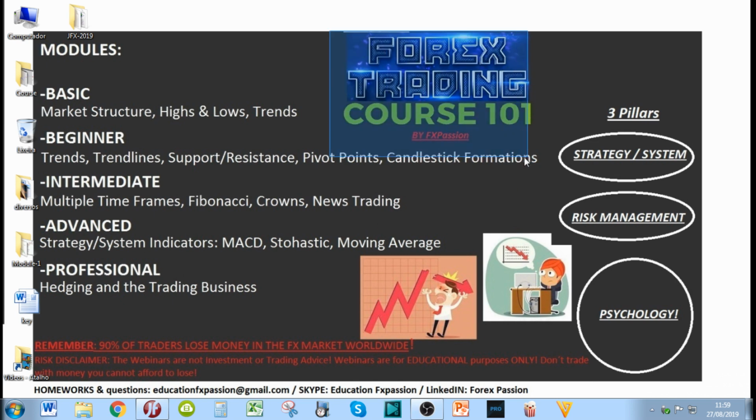This is Forex Trading Course 101, and remember, we are in the beginner module. We are trying to build a strategy or a system, and remember the three pillars, right? We need to have a strategy or a system. We need to learn about risk management, how does it work, and obey the rules. And the big one, we need to understand how psychology works.